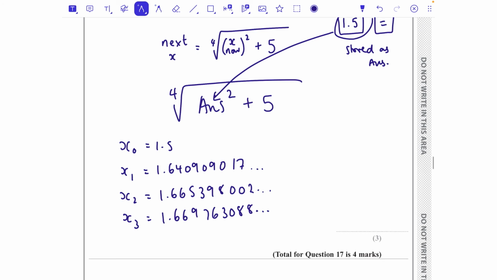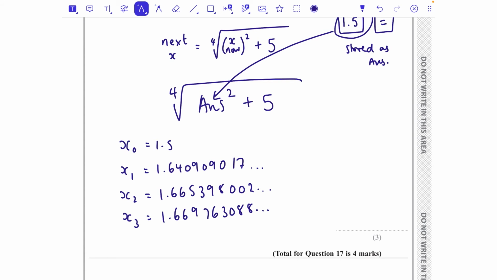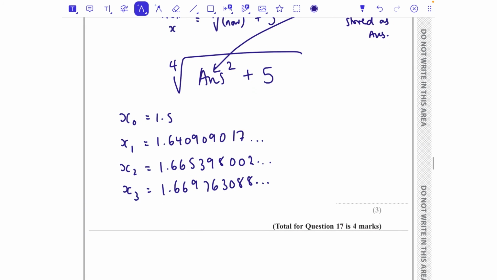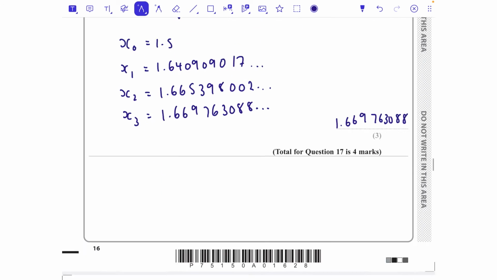And then I would write at least 5 decimal places. The mark scheme for this does just say write it all down. So writing all the numbers down on your calculator display, 1.669763088 on the answer line. It does say you must have at least 1.6697 for the mark there. So make sure you've got a good number of decimal places for an iteration question.